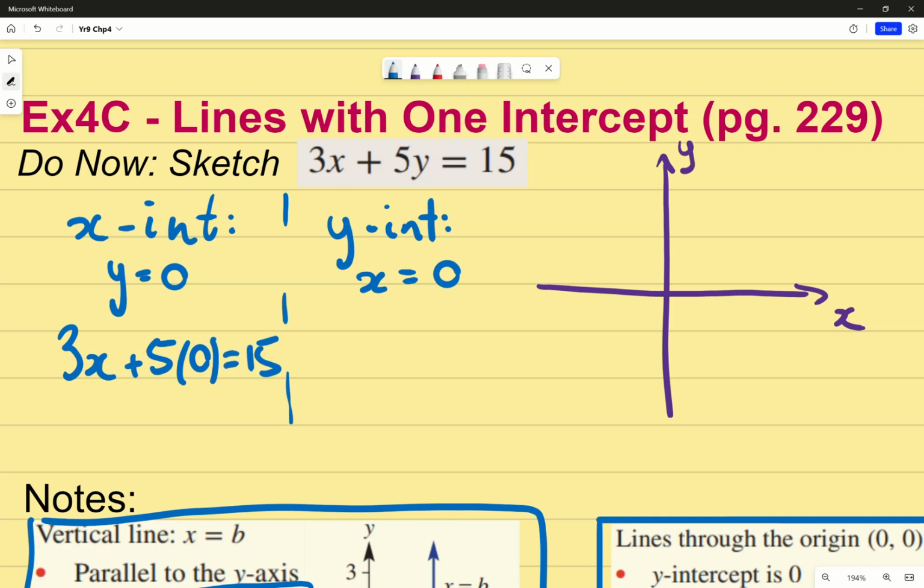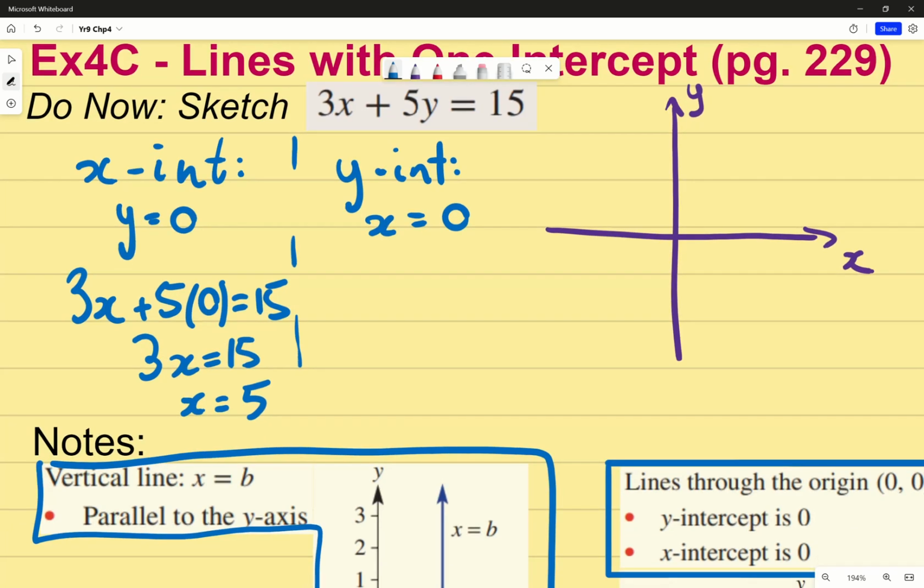So we get 3x plus 5 times 0 equals 15. Of course, anything times 0 is 0. So I have 3x equals 15, which by this stage I'm hoping you recognize that if we divide both sides by 3, x equals 5. Now, what does that look like on my line? X equals 5. Because we said y equals 0, the coordinate is going to be 5, 0. Now, where is that?